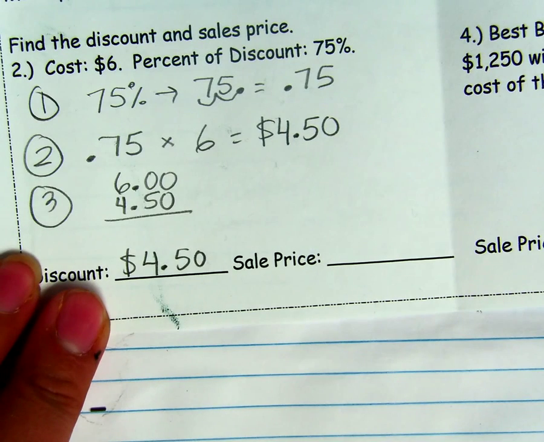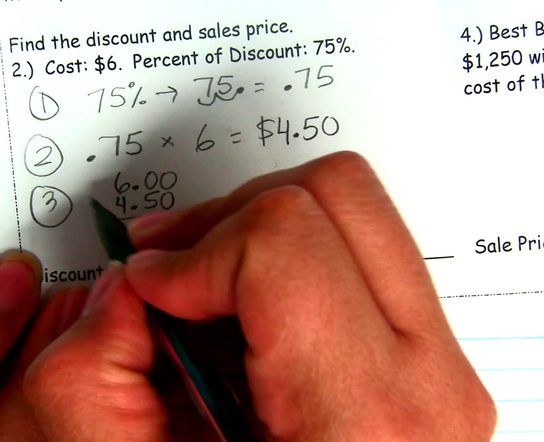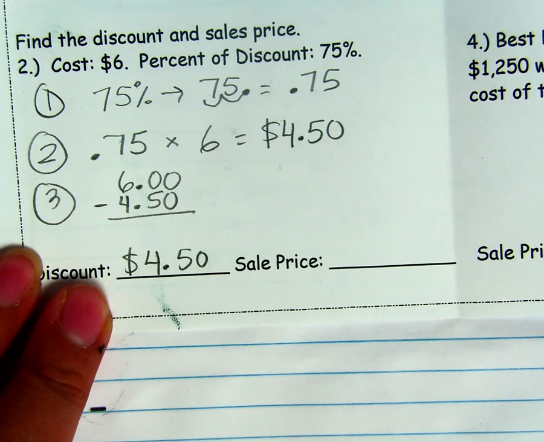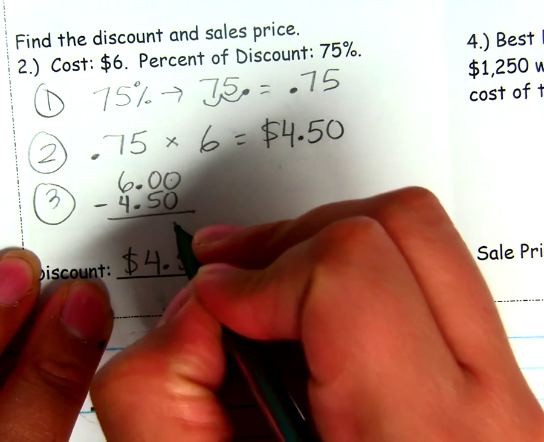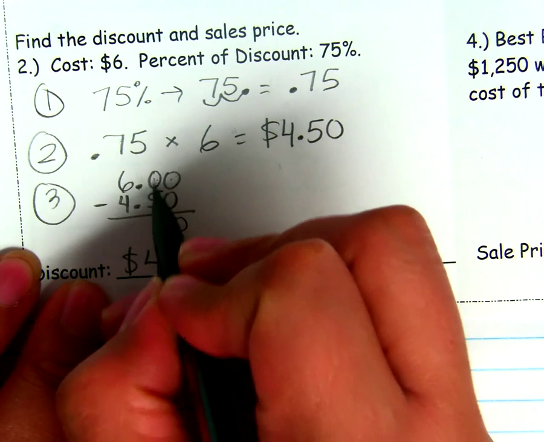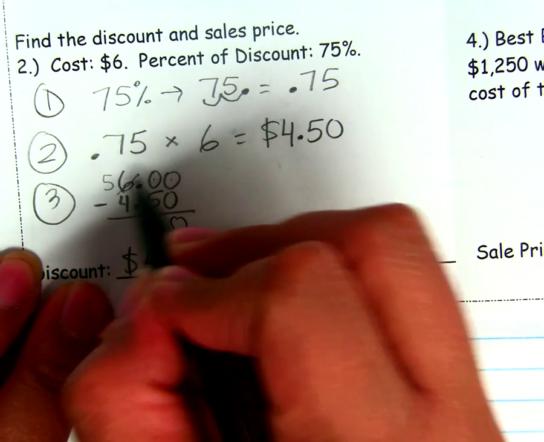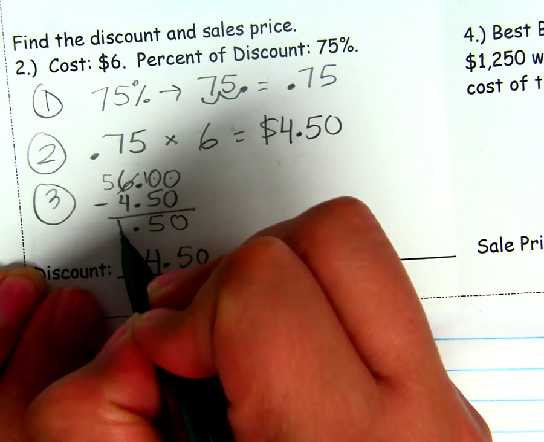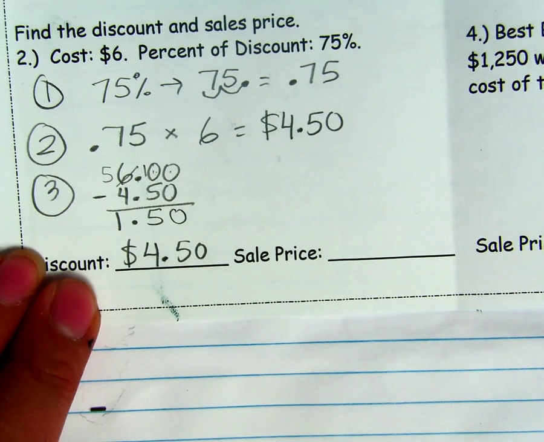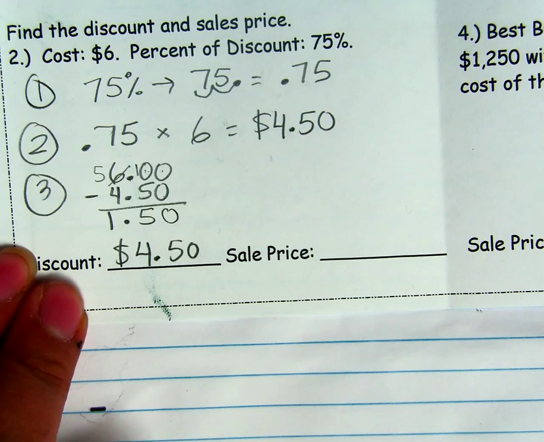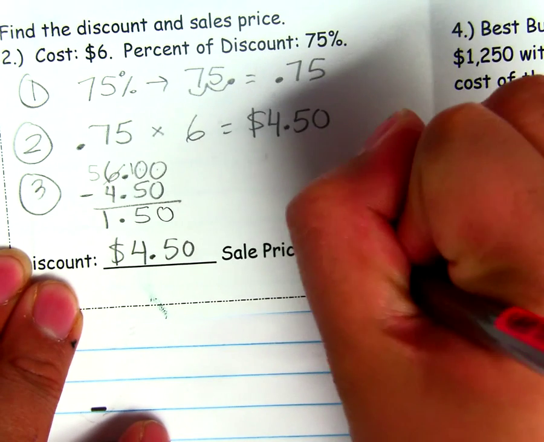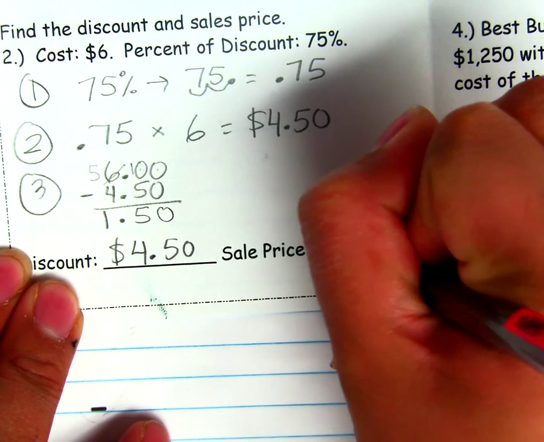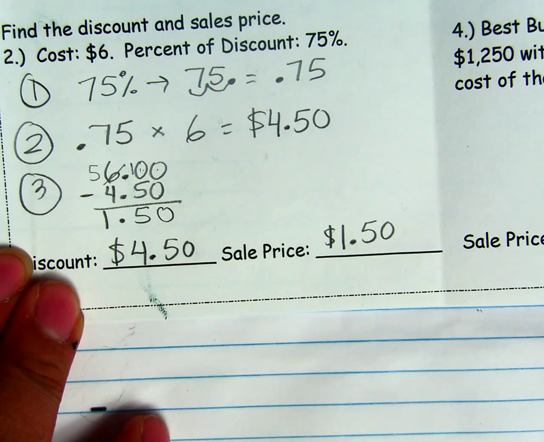And are we adding or subtracting? Subtracting, because it's discount, right? So 0 minus 0 is 0. Can I subtract from this 0 here? No, so I borrow. 10 minus 5 is 5. 5 minus 4 is 1. So how much do you actually have to pay for the item? $1.50. Good. Whoa, that's cheap. Yeah, that's not bad at all.